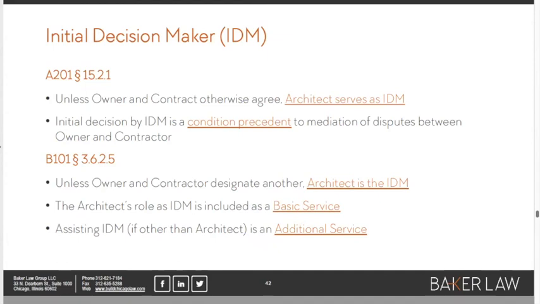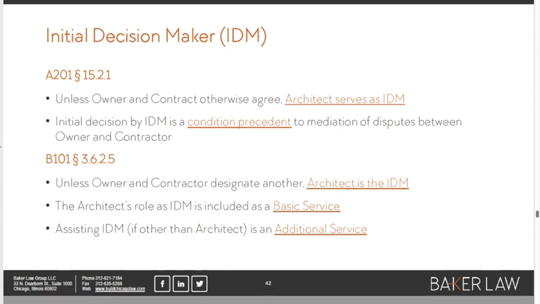And the IDM passing on the dispute is a condition precedent. That's a big lawyerly term that says it's a necessary condition. It's a requirement before the owner and the contractor are allowed to take their disputes to the next level and do the arbitration, mediation, litigation thing.